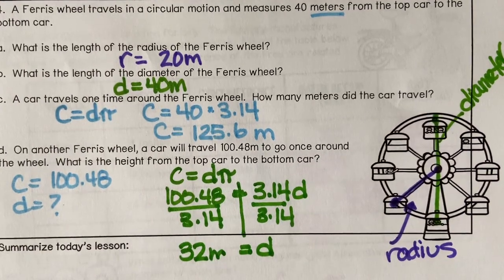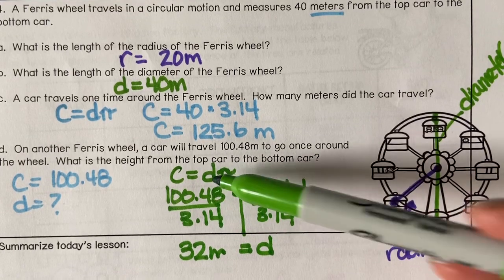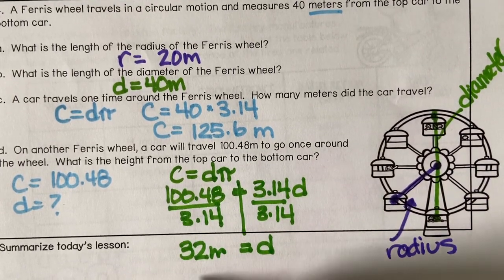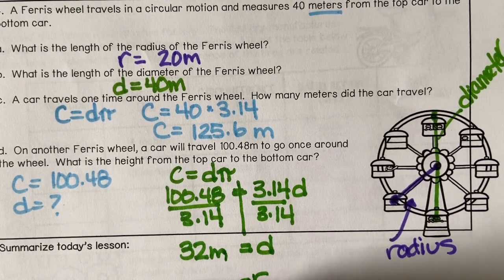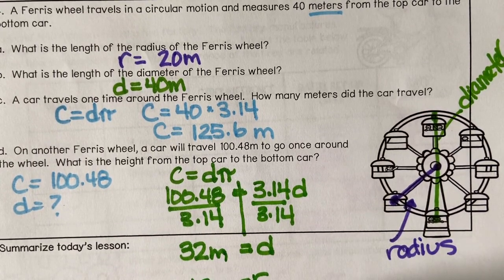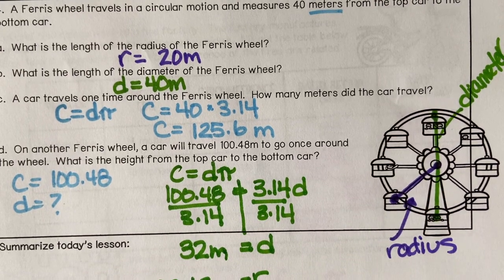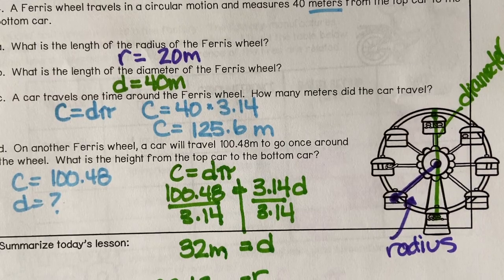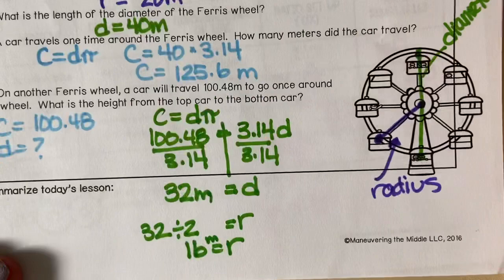Okay, so I can use my formula both ways. I can use it if I know the circumference, I can find the diameter. What if I want to find the radius of this? So if I want the radius, I just take half of that. It's 32 divided by 2. So my radius would be 16 meters. I should put meters up there, okay? So it's really easy. Once I know one part of information, I can figure out the rest of it.